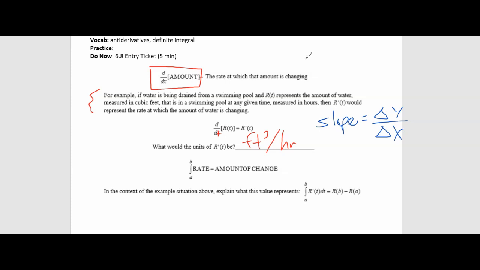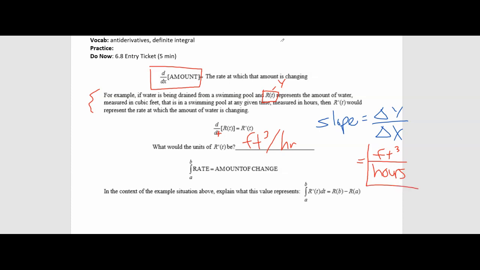So if I think about my units for the y value in our original function, well, the units for the value of y, or R of t, because that represents our y value, those are cubic feet. The units for the x's, or in this case the t's, were hours.